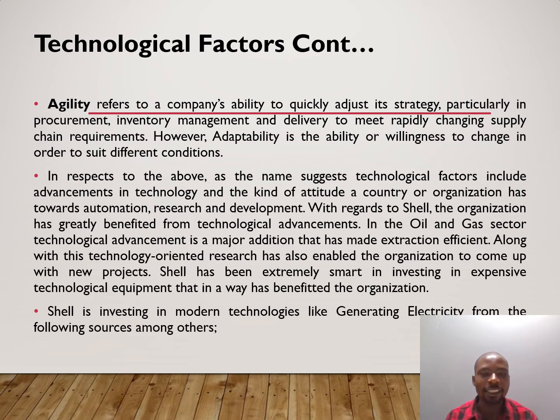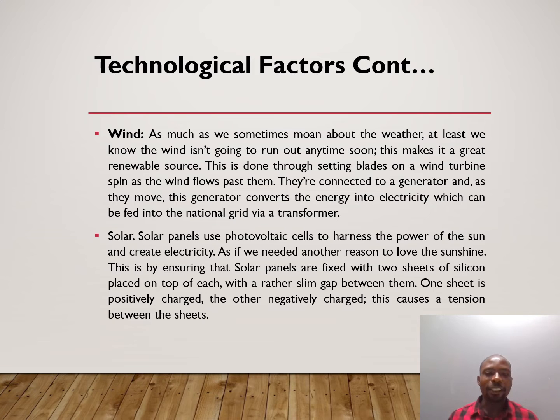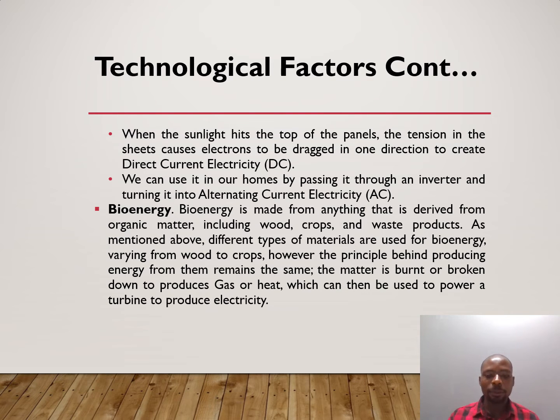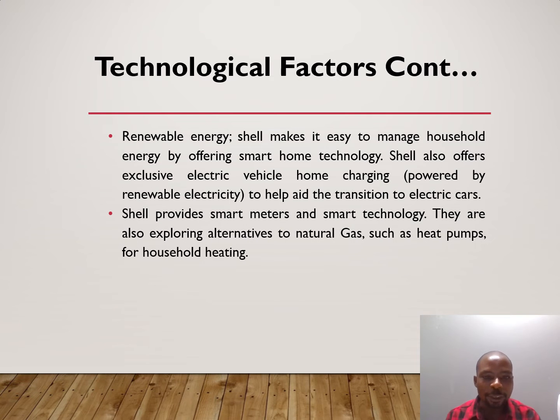When you look at agility, agility refers to the company's ability to quickly adjust its strategy, particularly in procurement, inventory management, and delivery, to rapidly changing supply chain requirements. Furthermore, there is adaptability. Adaptability is the ability and willingness to change in order to suit different conditions. In technologies, Shell can invest in wind, whereby wind is used to generate more electricity, solar energy, and bioenergy. Furthermore, renewable energy. Shell also provides smart meters and smart technology.